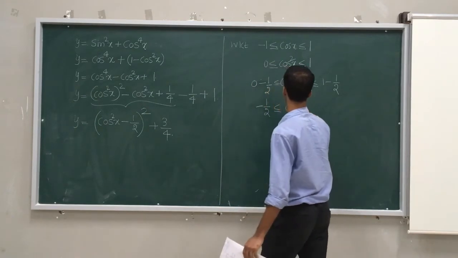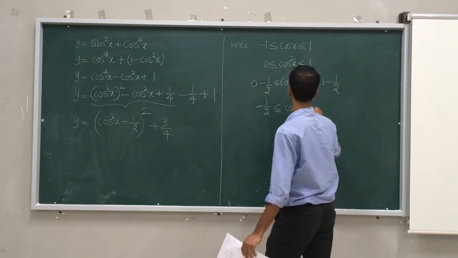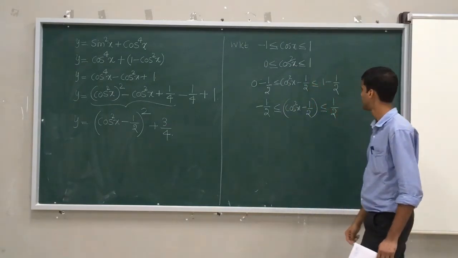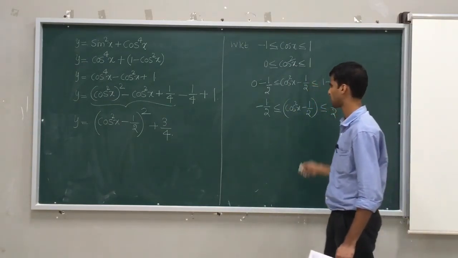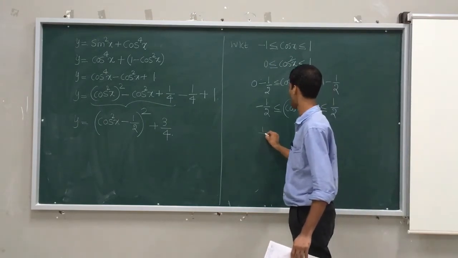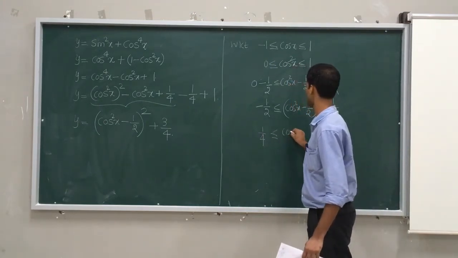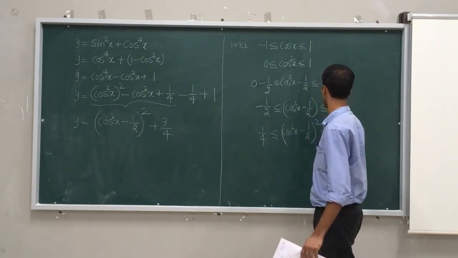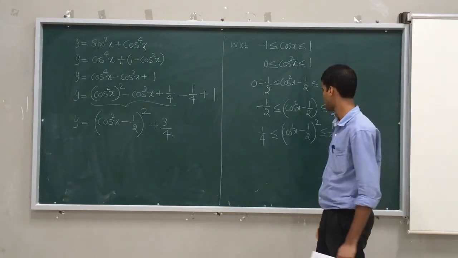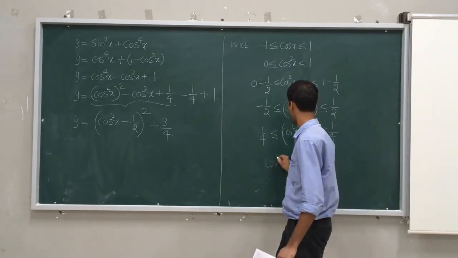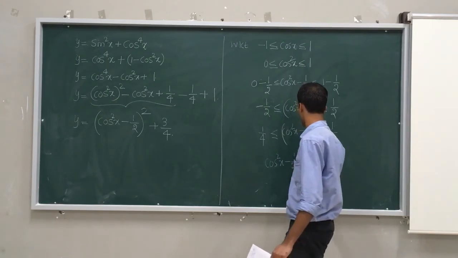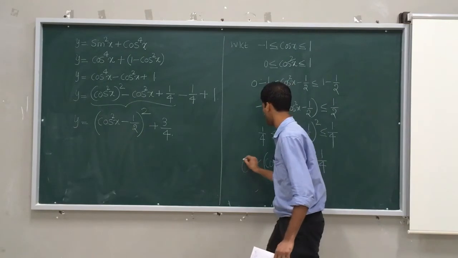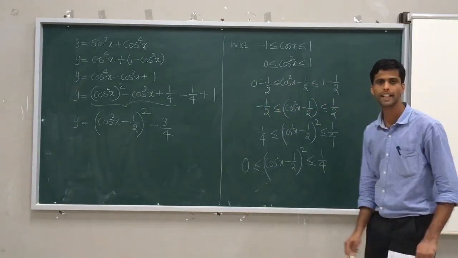Minus 1 by 2 is less than or equal to cos square x minus 1 by 2, which is less than or equal to 1 by 2, because 2 minus 1 is 1, giving 1 by 2. Now I want the square of this. So when I square, it becomes 0 less than or equal to cos square x minus 1 by 2 the whole square, less than or equal to 1 by 4. It means cos square x minus 1 by 2 the whole square is less than or equal to 1 by 4 but more than or equal to 0.